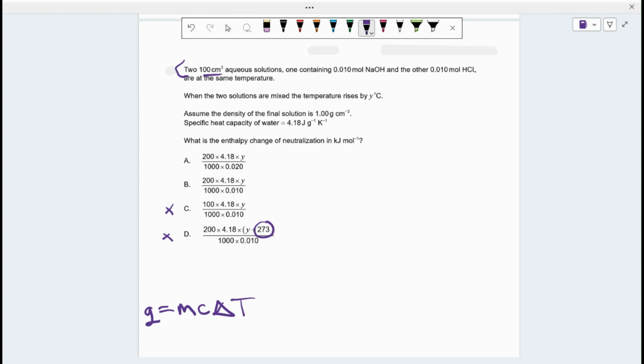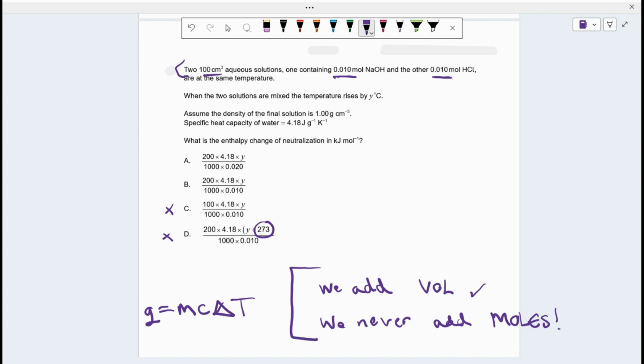Now we have A and B, and the differences with the moles. Now, even though we do have two solutions and they both have 0.010 mole, we do not add them, okay? So we add volumes. We never add moles, okay? In this context, we add volume, we never add moles. So that will be B.